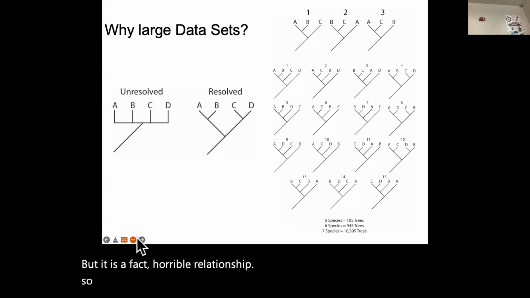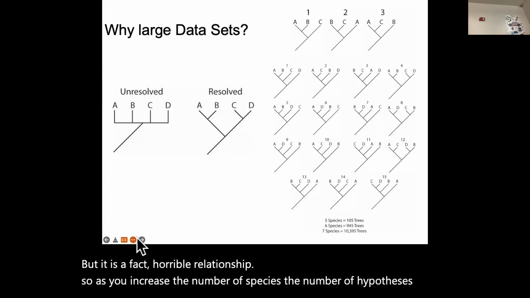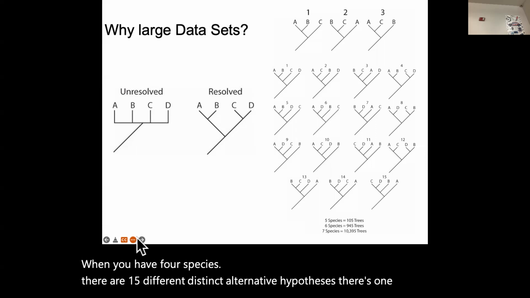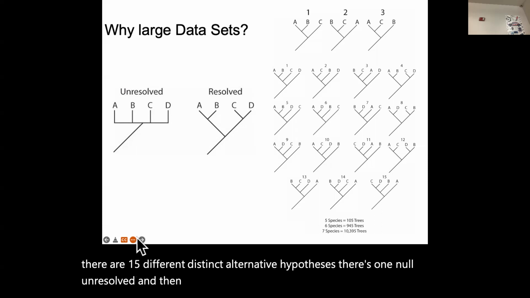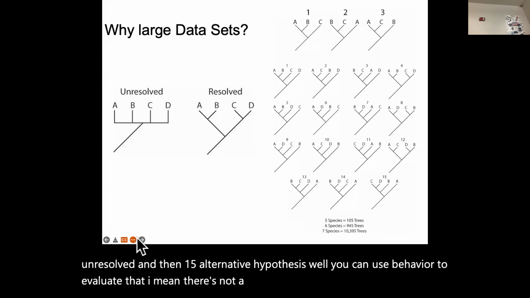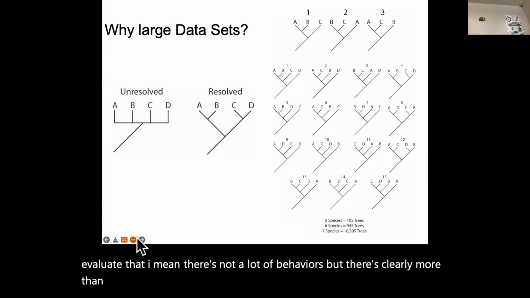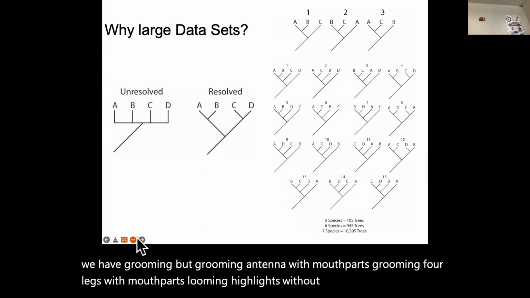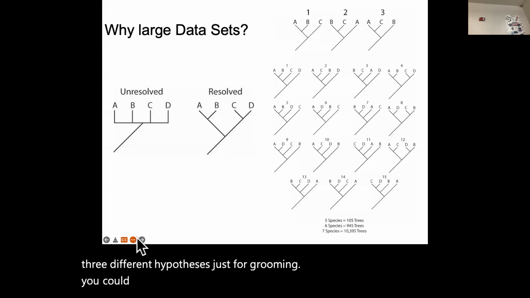As you increase the number of species, the number of hypotheses goes up dramatically. When you have 4 species, there are 15 different distinct alternative hypotheses. There's one null, unresolved, and then 15 alternative hypotheses. Well, you can use behavior to evaluate that. There's not a lot of behaviors, but there's clearly more than 15, so that would work. Especially if we start to subdivide them out, like grooming antenna with mouth parts, grooming forelegs with mouth parts, grooming hind legs with mouth parts. That's 3 different hypotheses just for grooming. You can start to pull those out, and maybe that works.